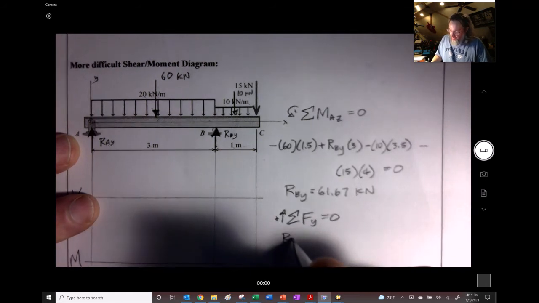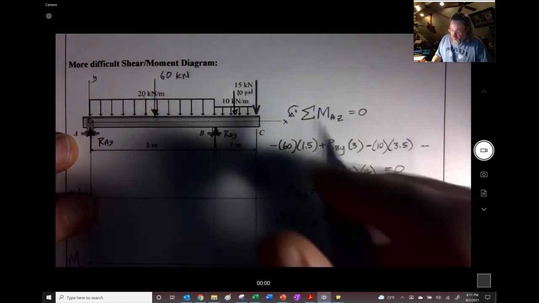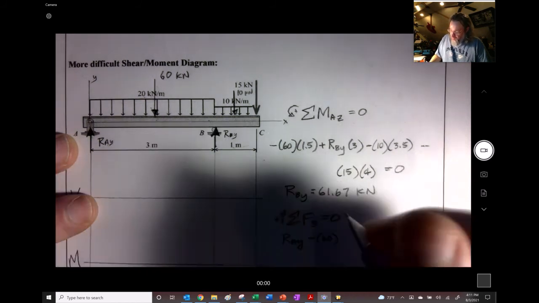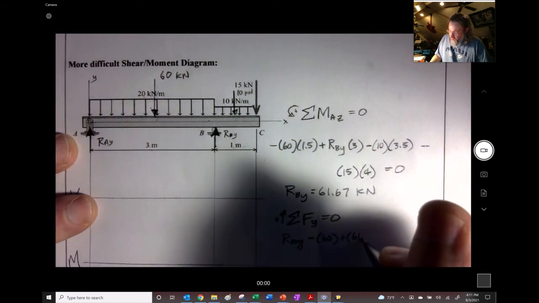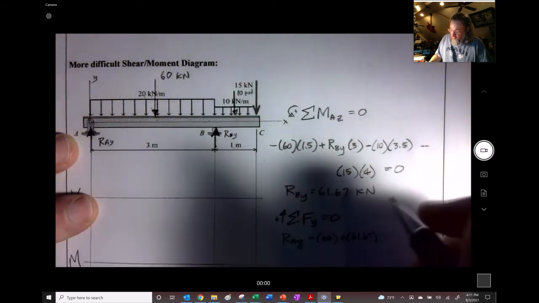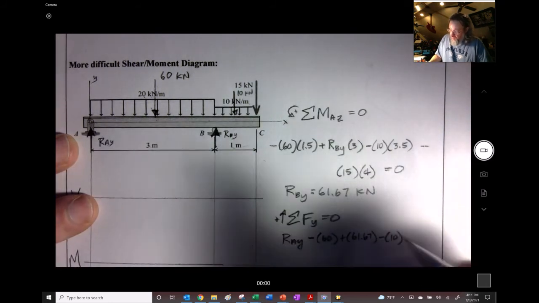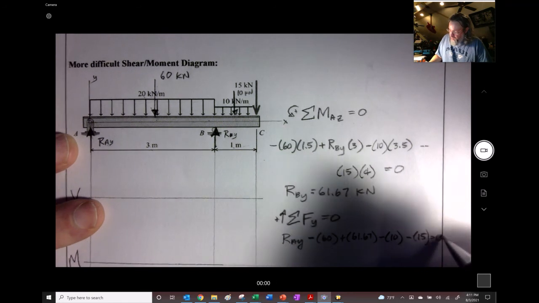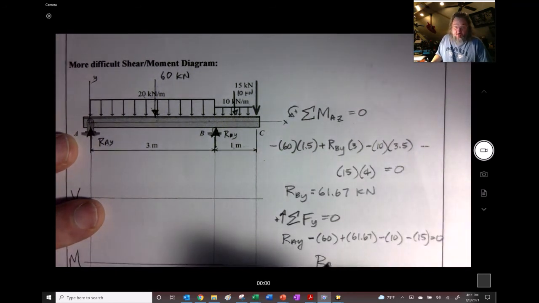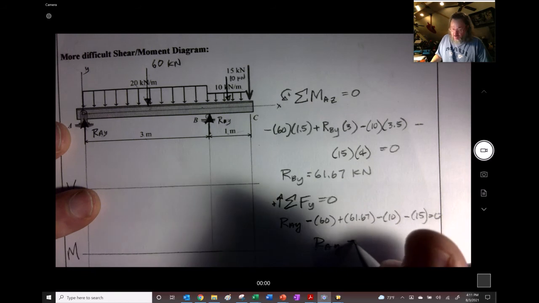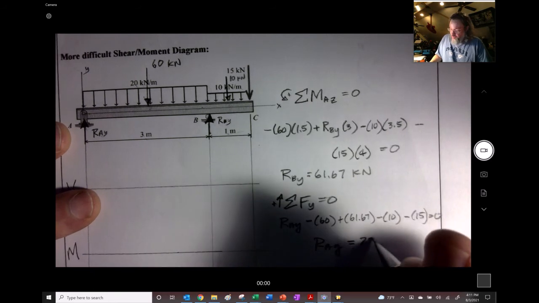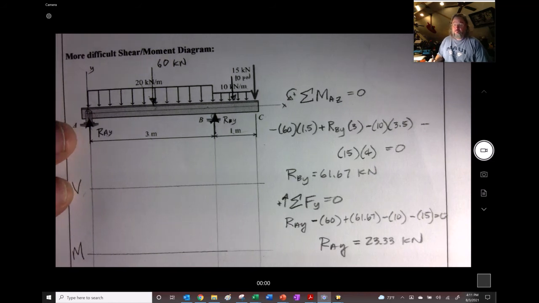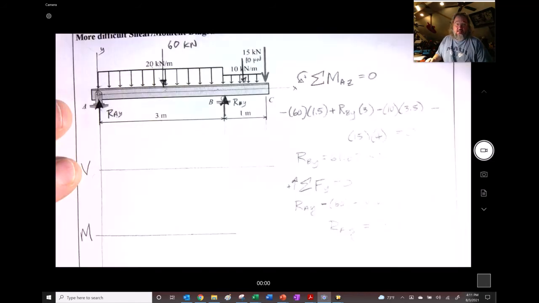And we have RAY minus 60 plus 61.67 minus 10 and then minus 15. And we get RAY equal to 23.33 kilonewtons. Easy enough. That's just statics, getting the reactions.